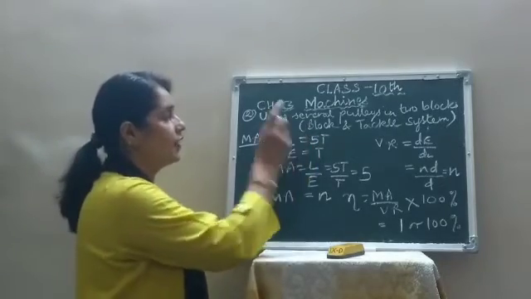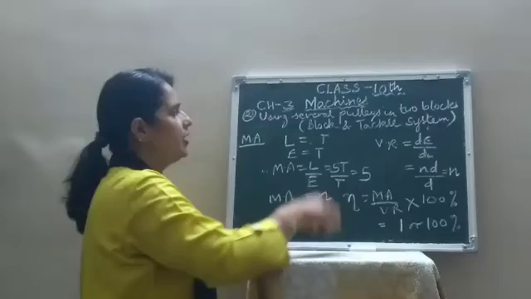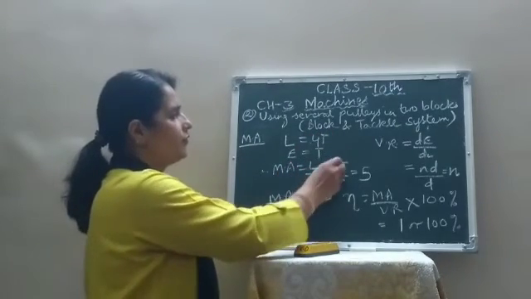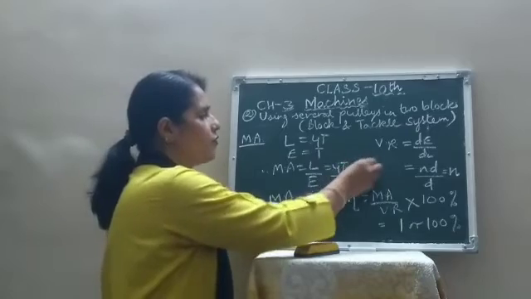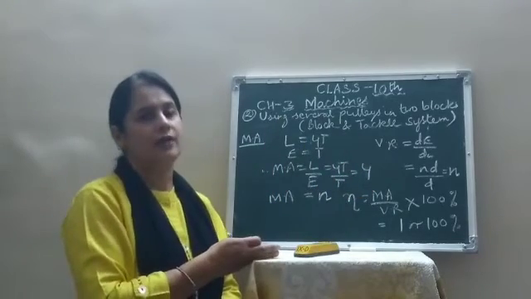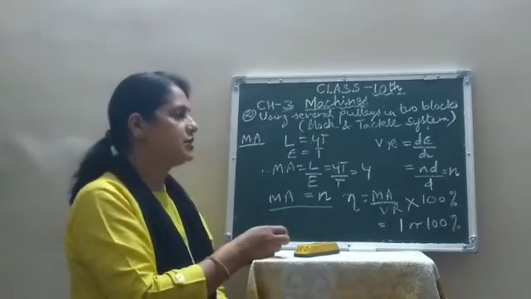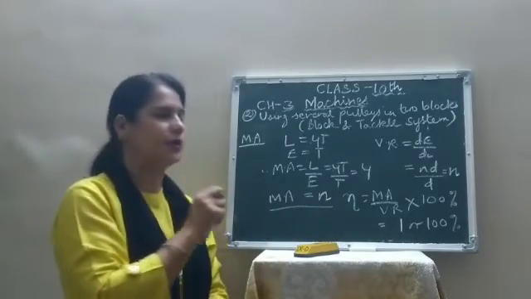Suppose there are 4, then L will be 4T, effort will be T. So now it will become 4. So in general, mechanical advantage equals N, the number of pulleys.